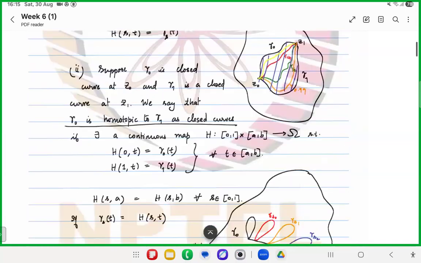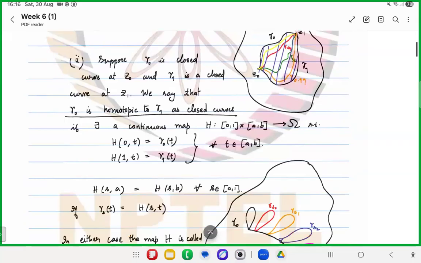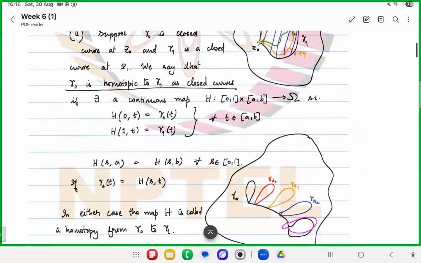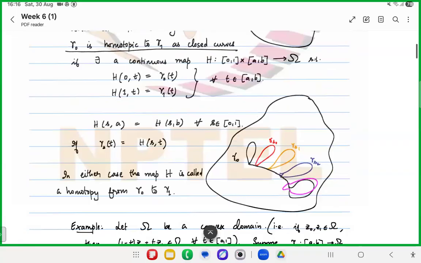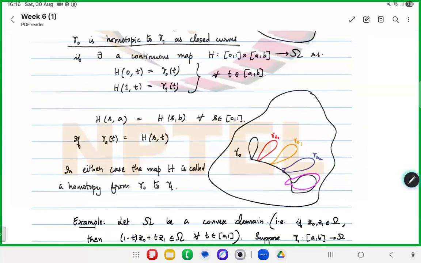The second definition here is about gamma naught and gamma 1 as closed curves that are homotopic. There's no restriction like fixed endpoints. But here we have these two closed curves at different points. First is gamma naught, but there is continuous deformation from the first curve to the second curve. So after this, we have given some examples.